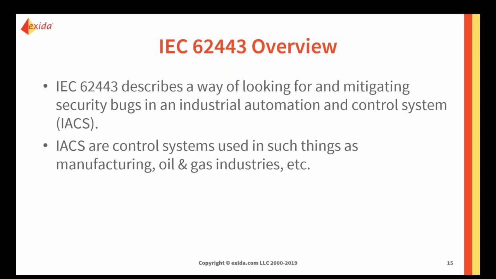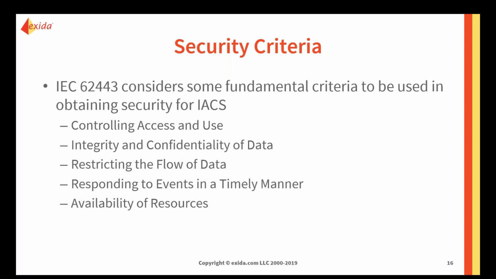So we're interested in failures and failures causing some sort of hazard or loss of life. So security criteria for 62443 has some fundamental criteria that it uses as its basis for existence. And that's basically the idea of security is to control access and use, to worry about integrity and confidentiality of the data. In other words, has the data been tampered with, and is it kept confidential when it needs to be?